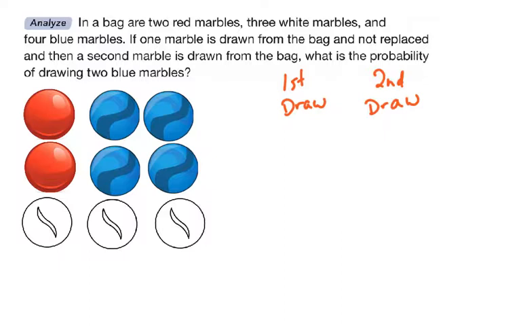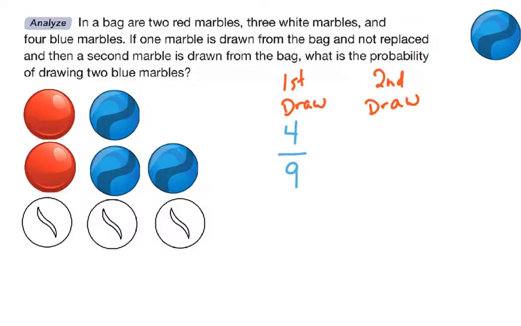Well, how many blue marbles are there to start with? Good, we have 4 blue marbles. And how many total marbles do we have? We have 9 marbles. That's our denominator. And we draw it, and we happen to get a blue marble the first time. So what's the probability of getting it a second time? How many blue marbles do I have left? Good, I've got 3 blue marbles. And how many total marbles do I have left?